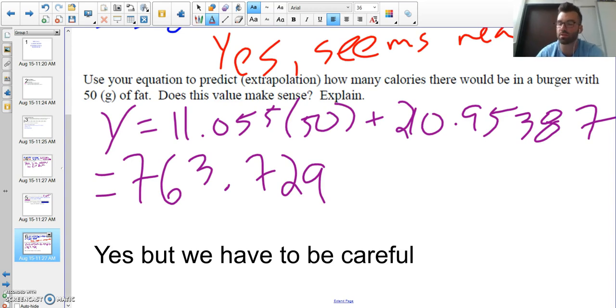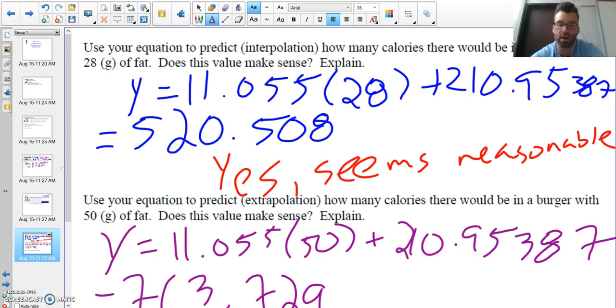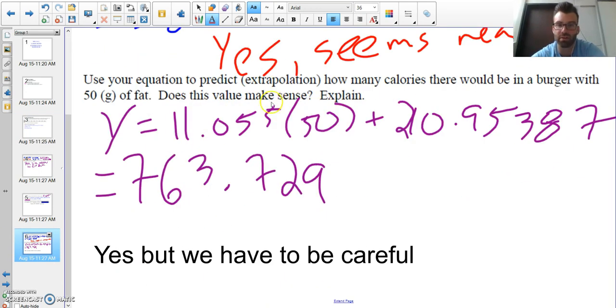So this one said use your equation to predict the extrapolation. This is an extrapolation because 50 is outside of our data set. It's a number larger than 43. And what my answer was after I inputted 50 for my x value, I got 763.729. Now, this does make sense within the context of our problem, but we must be careful. We must be careful when solving for extrapolations. We don't know for sure that it's always going to make sense, right?